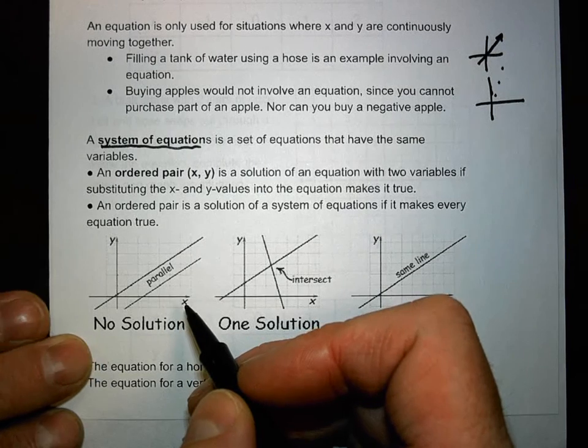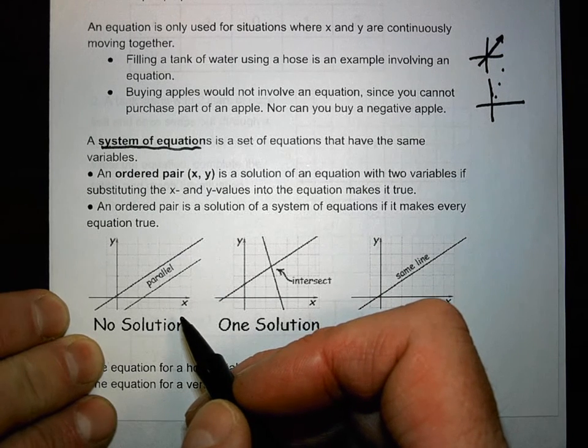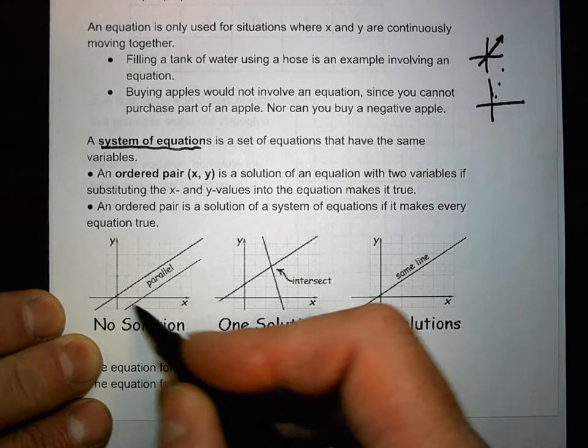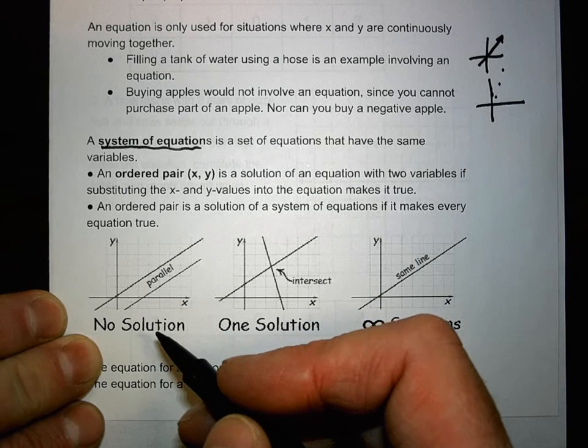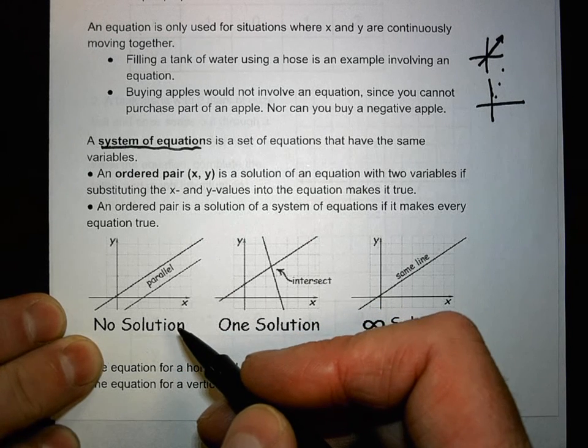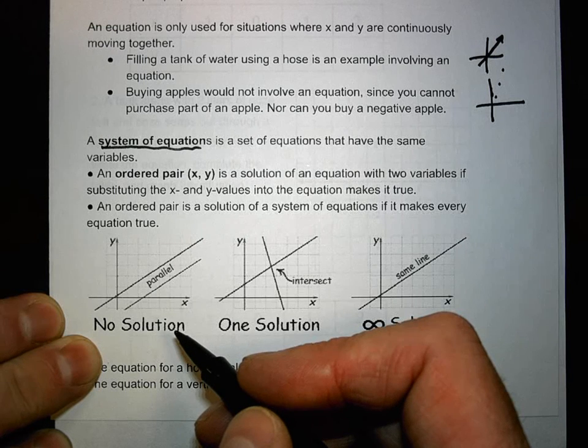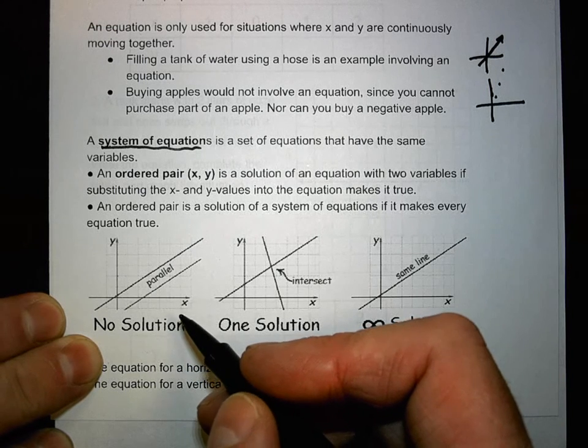Here comes my favorite math joke. You ready? This is the saddest love story ever. Parallel lines have so much in common, it's a shame they'll never meet. That was so sad. Isn't that sad?